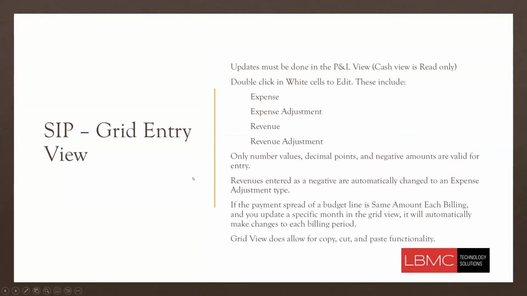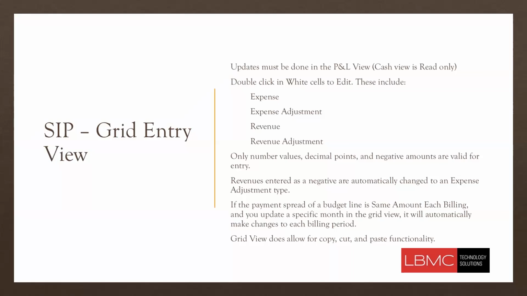Okay, so grid entry view allows you to do several things that are pretty cool if you're using SIP. It's basically going to allow you to double click in the white cells to edit, and you can edit your expenses, your revenues, or your expense adjustments and revenue adjustments. Now keep in mind the only values that are valid are going to be numbers, decimal points, or negative amounts. You can't type any text or anything like that in there, okay? But as long as you do use numbers, decimal points, or negatives, then you can go ahead and just edit those fields now by double clicking on them.